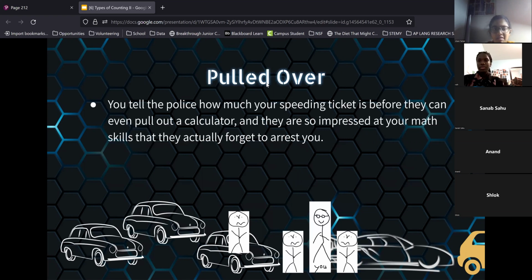So you tell the police how much your speeding ticket is before they even pull out a calculator. And they're so impressed at your math skills, they forget to arrest you.